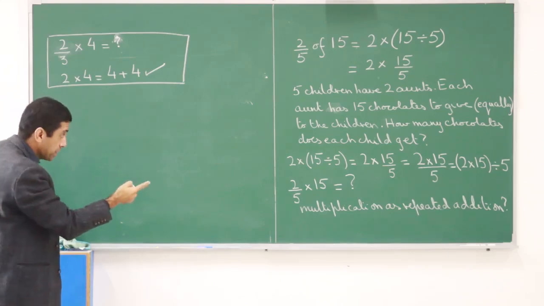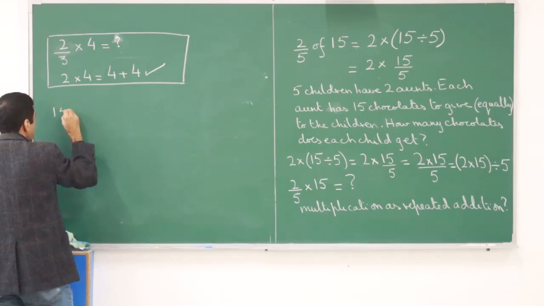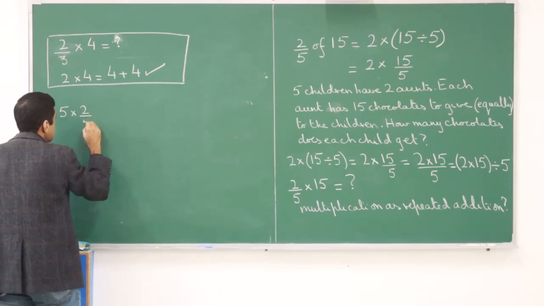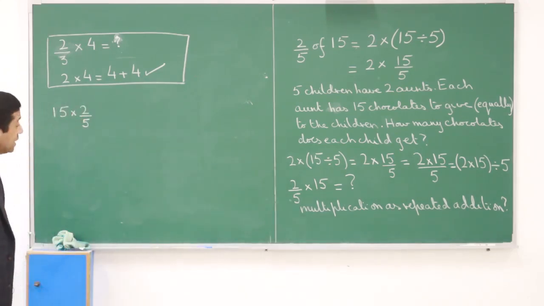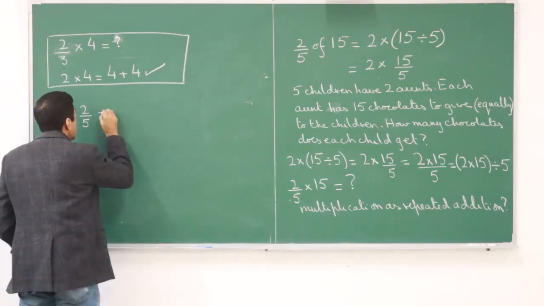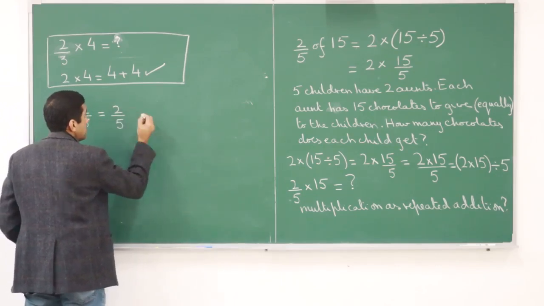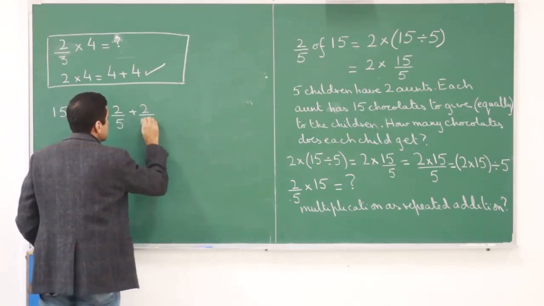So let's try a different version here. We know, as you stated, what 15 multiplied by 2/5 might mean, right? So I'm going back to this. I don't know what 2/5 multiplied by 15 is, but I might know what 15 multiplied by 2/5 is. This is 15 times 2/5. That's something which I know, right? It is 2/5 added how many times? 15 times. That I know how to do. That's easy.